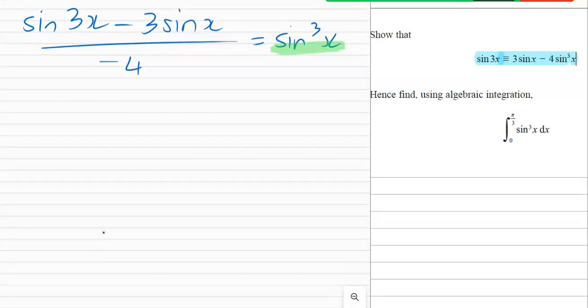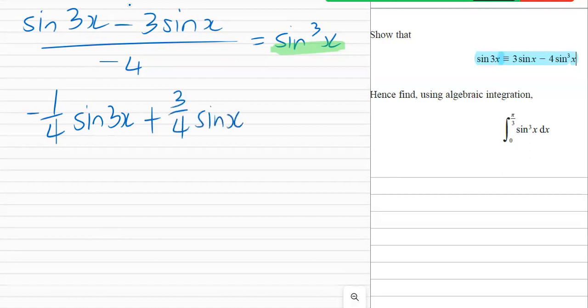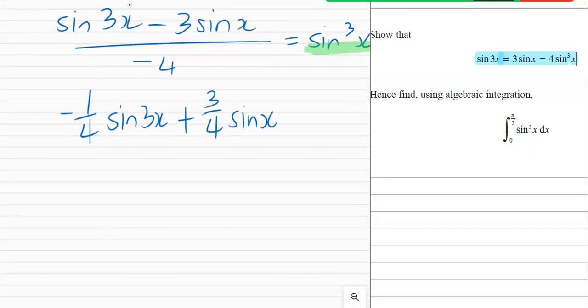-4 in the denominator on this side would be -1/4 sine 3x. And then a negative and a negative is a positive, and it's 3/4 sine x. So our integral is, we can work with this one. So we're going to integrate between 0 and pi/3 for this whole thing. Okay, so this is what we're working with.